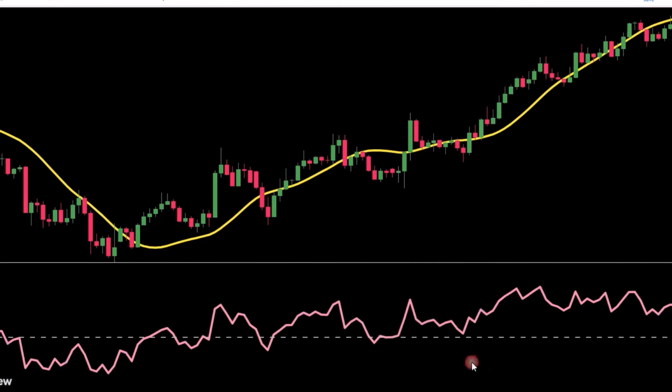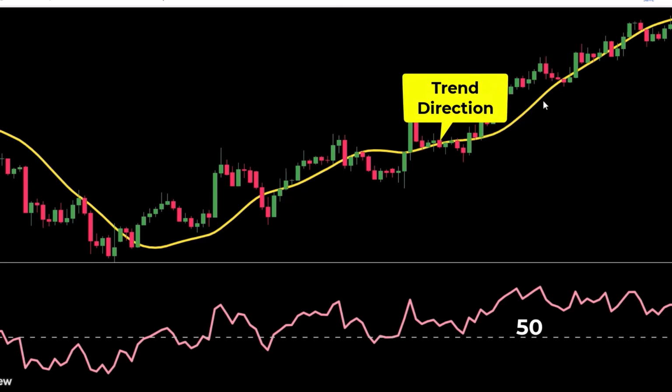For this setup, we will focus on one important RSI level, the 50 level. The 50 level works like a momentum balance line. When the RSI is above 50, it shows that buyers have a stronger momentum. When the RSI is below 50, it shows that sellers have a stronger momentum. However, we don't use the RSI 50 level alone to make a trade. The RSI becomes much more useful when we combine it with the trend information from the Hull Moving Average.